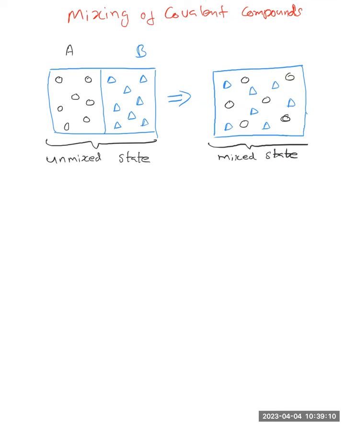Again, this is just to visualize what is happening here. So we have the unmixed state and the mixed state. If two things mix, the idea is they have to be able to interact with each other. Because if they do not have similar types of interactions, then they are most likely to stick with the same type of atoms or same types of molecules rather than getting mixed with each other. So the mantra here is A and B mixed, A plus B mixed.